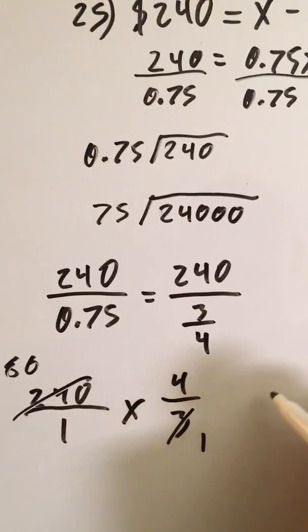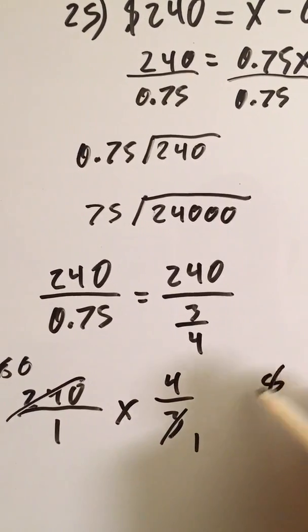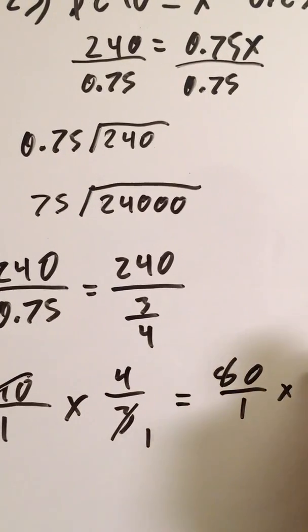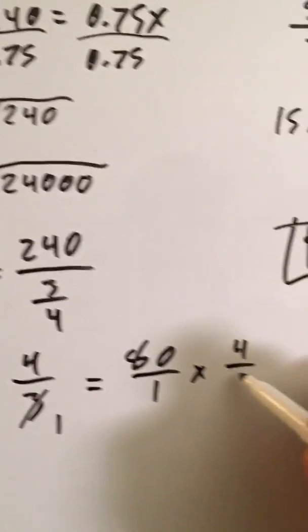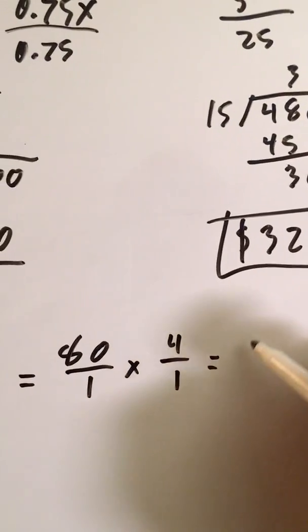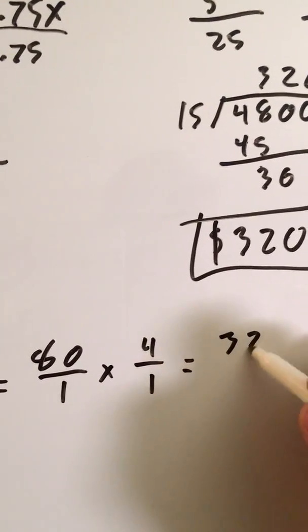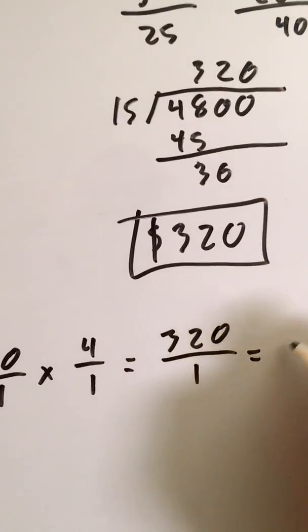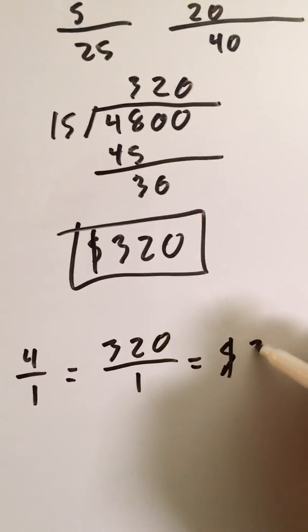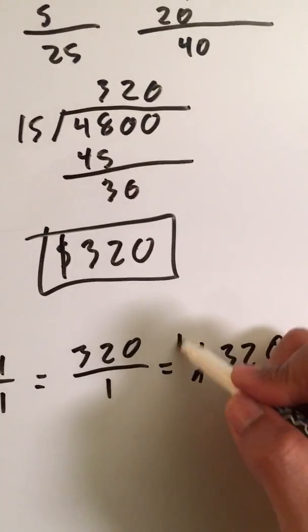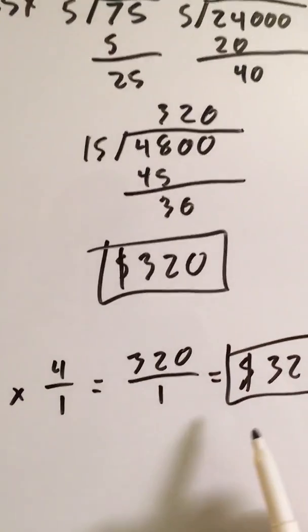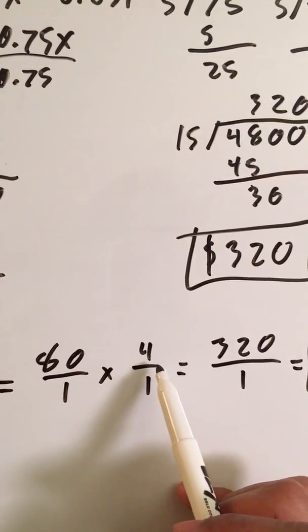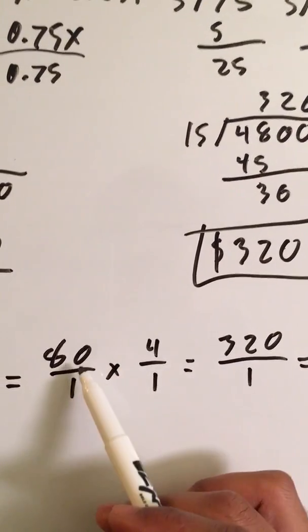So now we have 80 over 1 times 4 over 1 equals 320 over 1, which equals $320. Remember, 80 times 4 is going to be the same thing as 8 times 4 and add a 0.